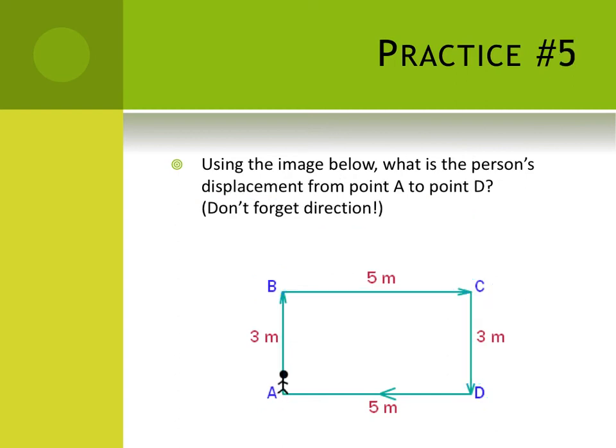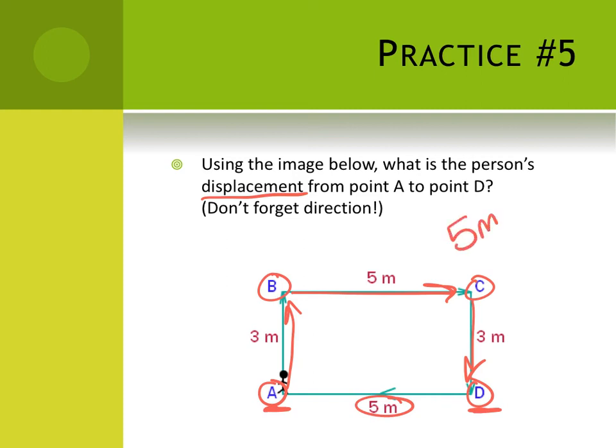Okay, number 5. Using the image below, what is the person's displacement from the same amount of ground covered, from point A to point D? Okay, so we went up here, we went down, up, over, and then we went down. Okay, but remember with displacement, I only care about my initial and my final. So how far apart are those? They're 5 meters apart. So my displacement is 5 meters.